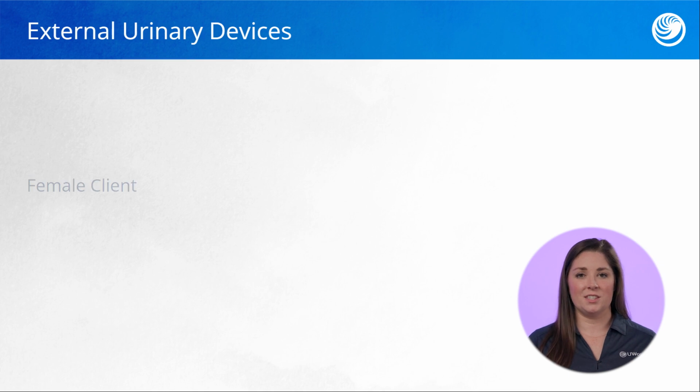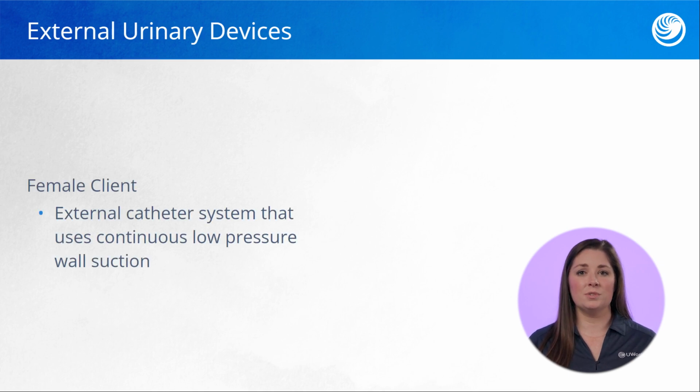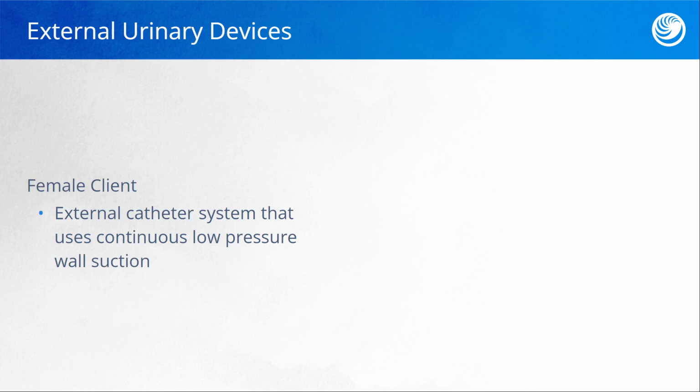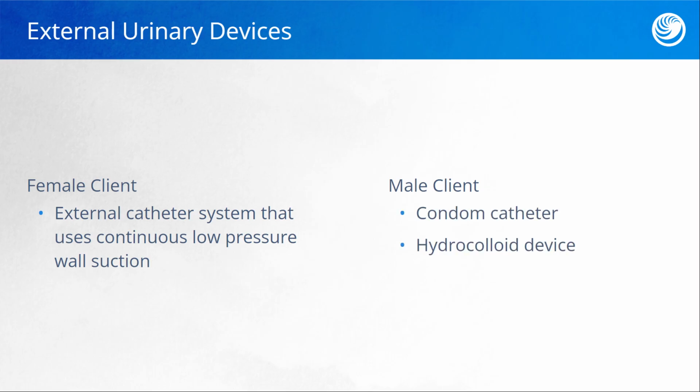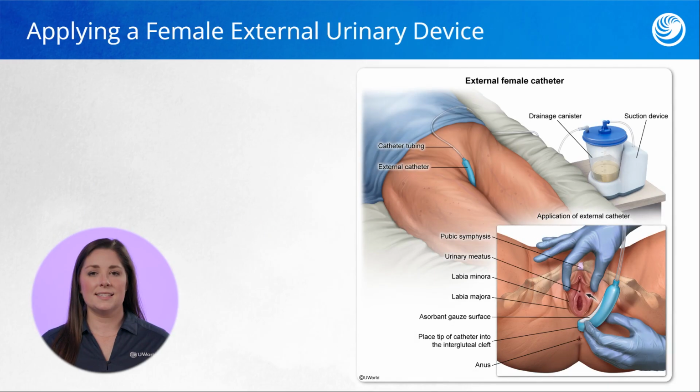External urinary devices for the female clients use continuous low-pressure wall suction. For our male clients, the nurse may apply a condom catheter or a hydrocolloid device. Let's discuss in detail in a step-by-step process as to how the nurse would apply a female external urinary device.